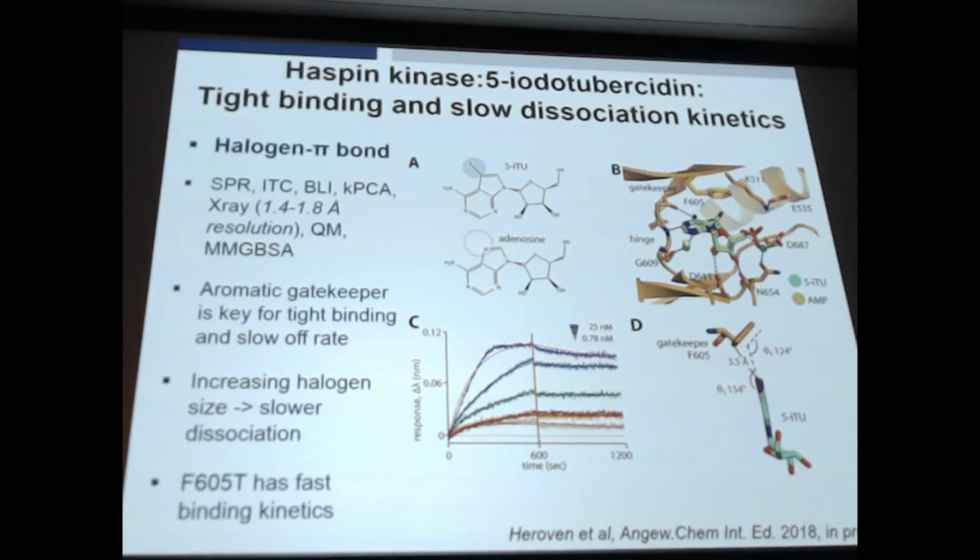And in this study, we looked at a number of different compounds varying in the halogen substituent in this position, and varying also in the residue at this gatekeeper position. And what this showed is that this halogen pi bonding type of interaction was important for giving tight binding and also for giving us a slow off rate. And as we increased the size of the halogen, we got slower dissociation. Rotating away the aromatic immediately led to fast binding kinetics.